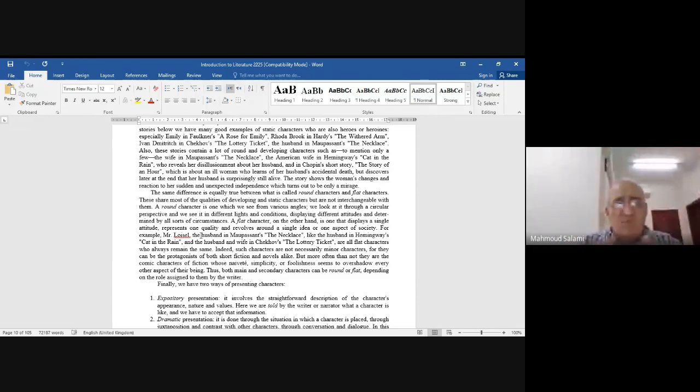And here again, I give more examples. Mr. Loisel, the husband in Maupassant's The Necklace, like the husband in Hemingway's Cat in the Rain, and the husband and wife in Chekhov's The Lottery Ticket, are all flat characters, meaning they don't change. They always remain the same. I think this is quite interesting. We have to see this as an example of what we call round or flat, developing or changing, fixed or static and so on.